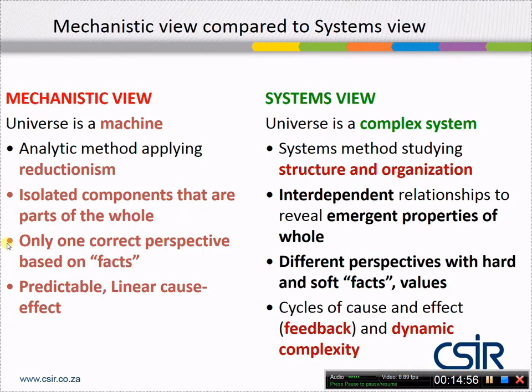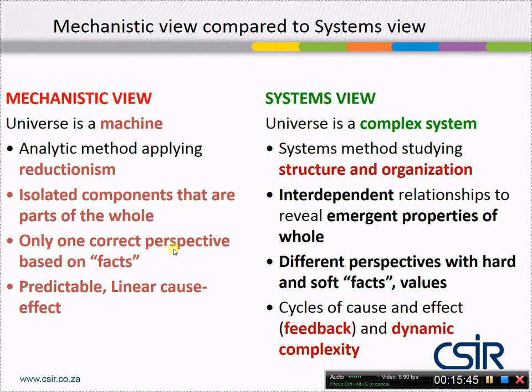So if we compare the classical or traditional mechanistic view to this new systems thinking view, we come up with some interesting observations. In the mechanistic view, the universe is considered a machine, while in the systems view, the universe is considered as a complex system. In the mechanistic view, we often apply an analytic method, applying reductionism, isolating components into their individual parts and studying them. In contrast, in the systems thinking approach, we study structure and organization, and we look at the interdependent relationships of the parts to reveal emergent properties of the whole system.